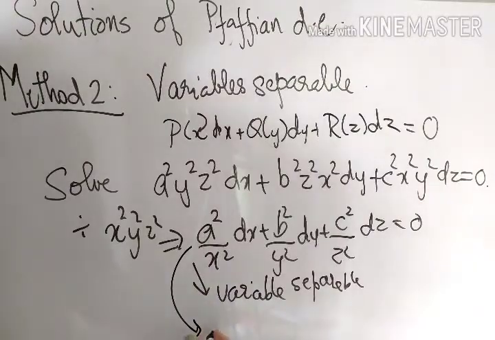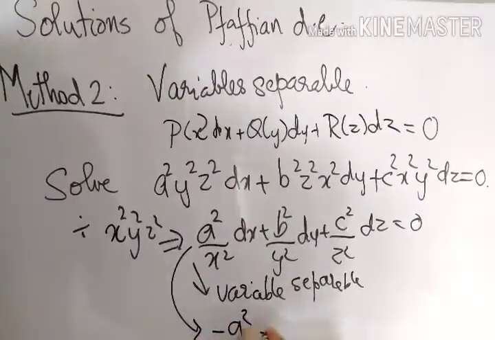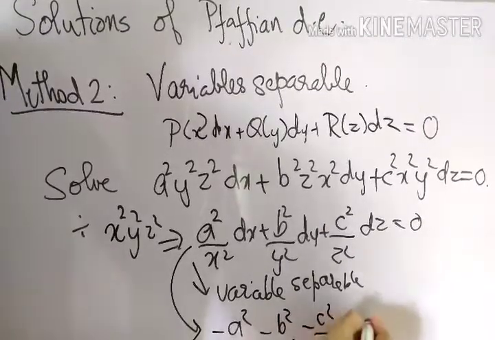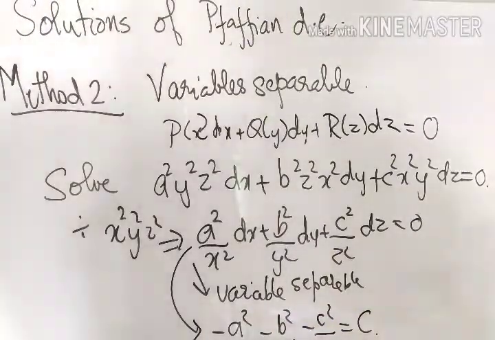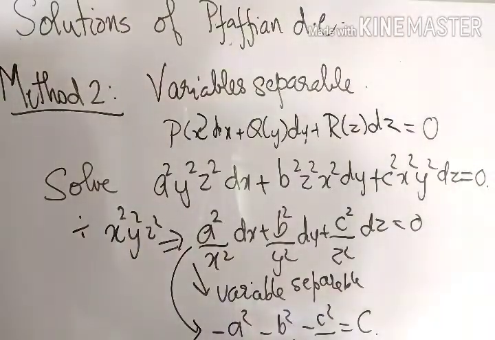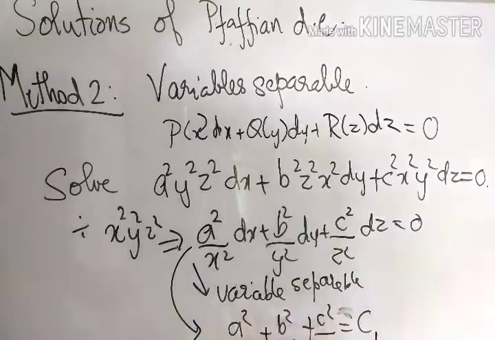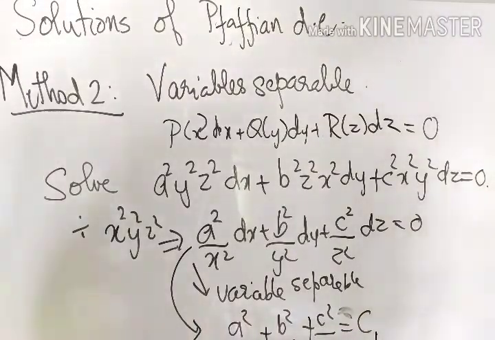When you integrate this, you will get minus a square by x minus b square by y minus c square by z is equal to an integrating constant c. You can take the minus sign out from all the terms, so the final answer can be written as a square by x plus b square by y plus c square by z, which is minus c, which can again be written as another constant c1. So this will be the final answer.